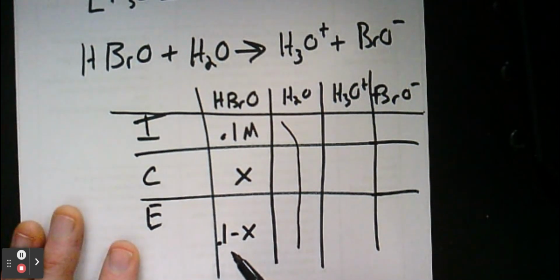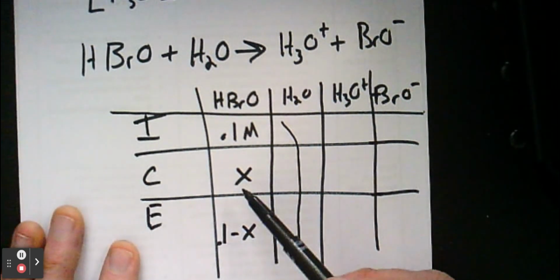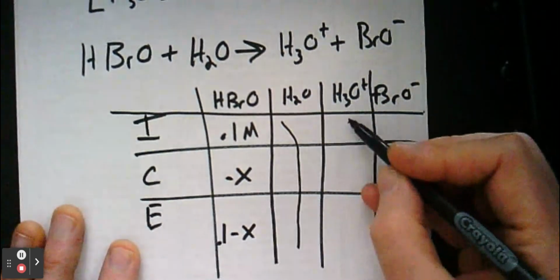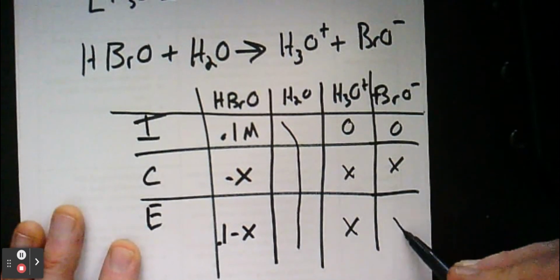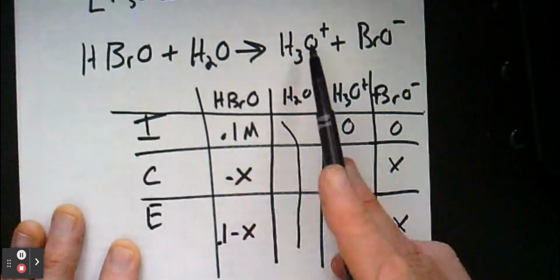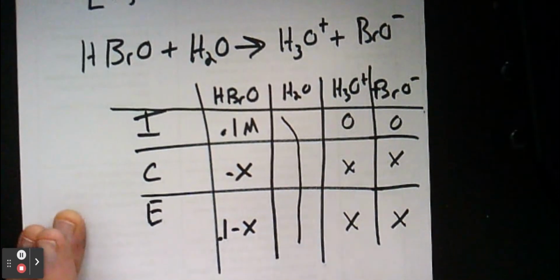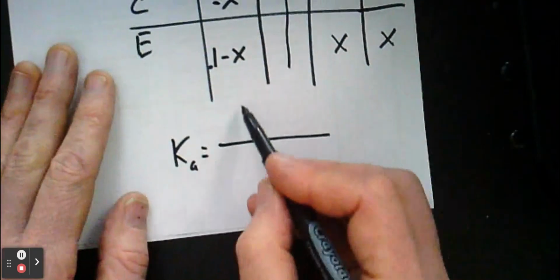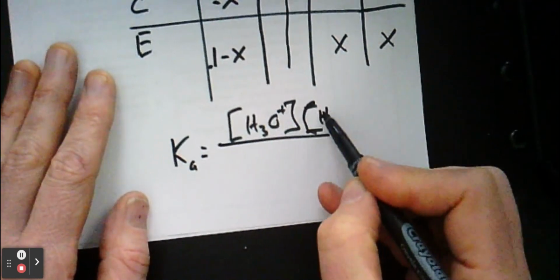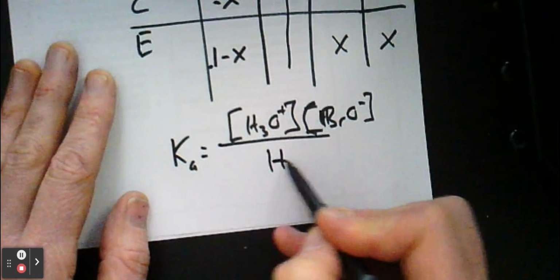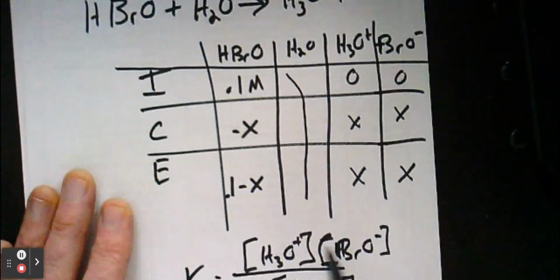And now, whatever this minus X is going to be however much this goes up, because the stoichiometry here is 1 to 1. Now, my Ka is my H3O plus BrO negative over HBrO.